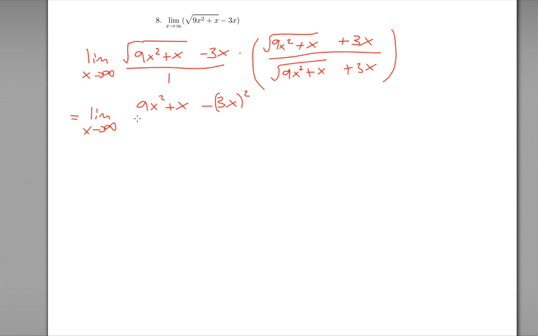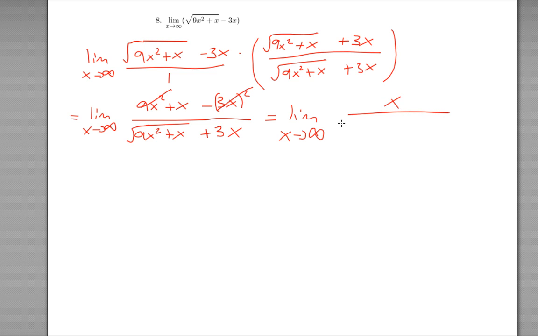is minus 3x squared, and the bottom is just going to stay the conjugate. 9x squared plus x plus 3x. Okay, so let's see if we can simplify the top a little bit. Limit as x goes to infinity of the top is just going to actually simplify. This minus 3x squared is going to be negative 9x squared. So the negative 9x squared cancels out with the 9x squared. So it simplifies our life, and all we're left with at the top is x.